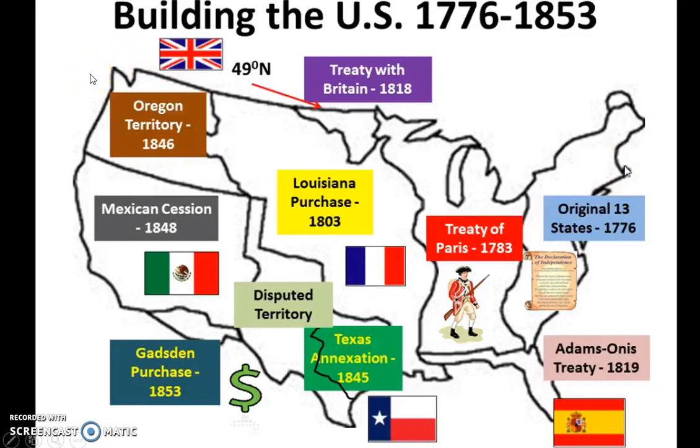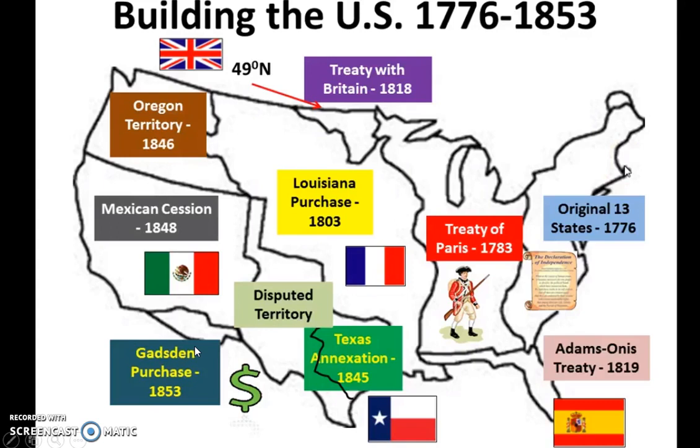You may remember in elementary school playing the game Oregon Trail, perhaps. But the U.S. adds the Oregon Territory in a treaty with Great Britain. And then we have the Mexican Cession, which is added along with the disputed territory, with the U.S.-Mexican War. And finally, we have the Gadsden Purchase, which was bought from Mexico in 1853.